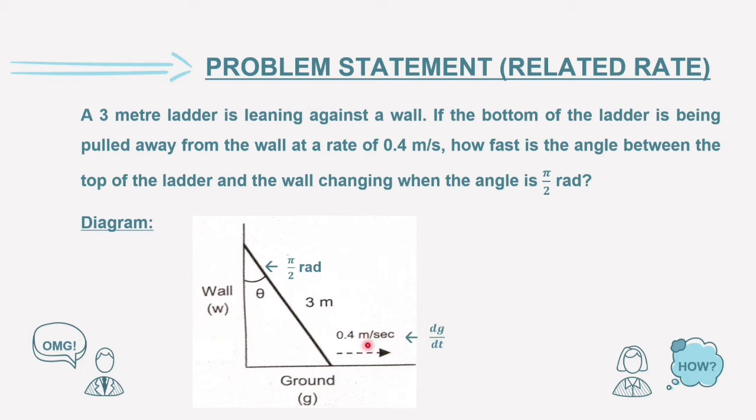From the question, it states that the length of the ladder, which is this one, is 3 meters, and then this ladder is being pulled away from the wall, which is the ladder is going to the right, and the rate is 0.4 meter per second, which we can label as dg over dt. Why g? Because it's on the ground, which is the distance between the wall and the bottom of the ladder. Next, the question also states that the angle between the wall and the top of the ladder is pi/3 radians. The question asks us to find the rate at which the angle between the top of the ladder and the wall is changing. So how do we want to find it? We're going to continue with the next slide.